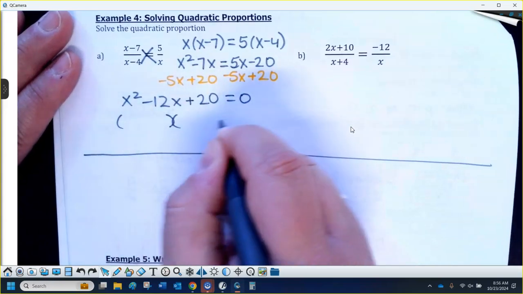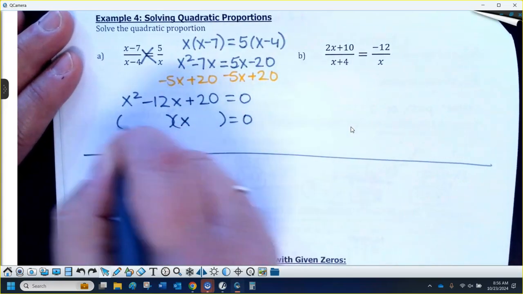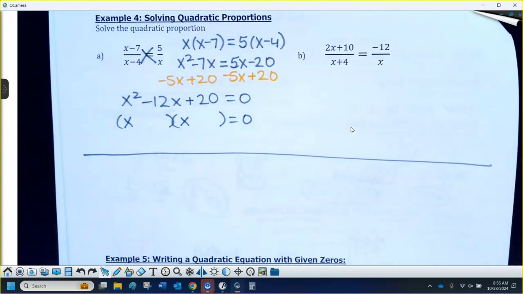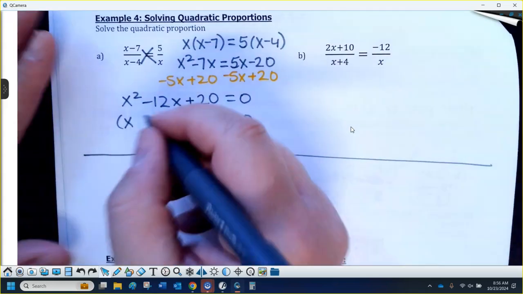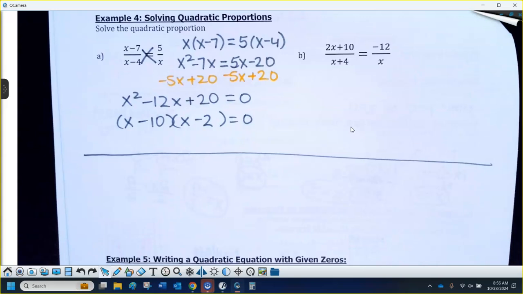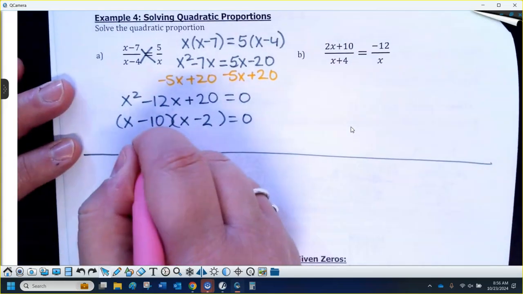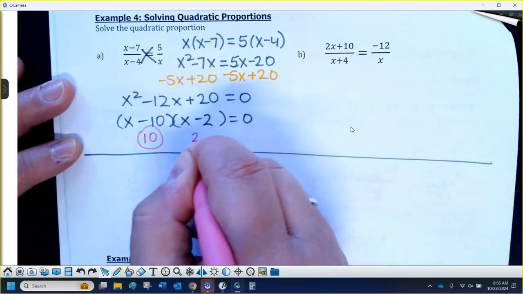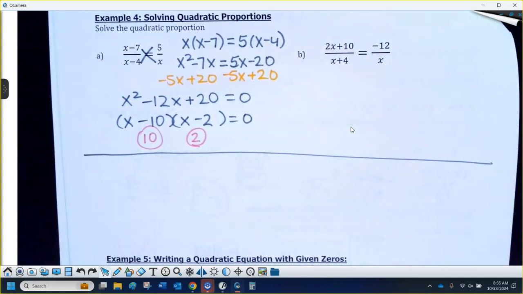Then I'm just going to ask you if you can think of two numbers. When you multiply them, you get positive 20, but when you add them, you get negative 12. x minus 10 and x minus 2. Negative 10 times negative 2 is positive 20. Negative 10 plus a negative 2 is negative 12. Now, my actual answers are 10 and 2. So when you're working with the quadratic proportion, we're just going to cross multiply, set them equal to each other, and then set it equal to 0.